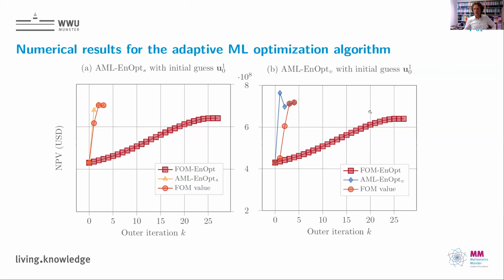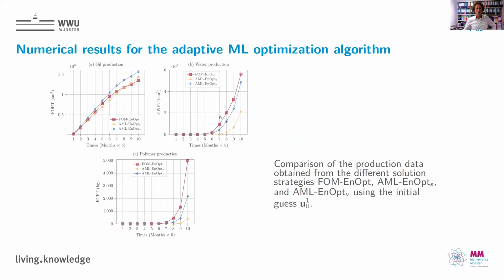It's not only that you get better results and much faster computations. If you look into the controls, then you see that you also get really different controls. So this is the production of oil, and you see that with the two machine learning models, you get a higher oil production rate than with the full order model.